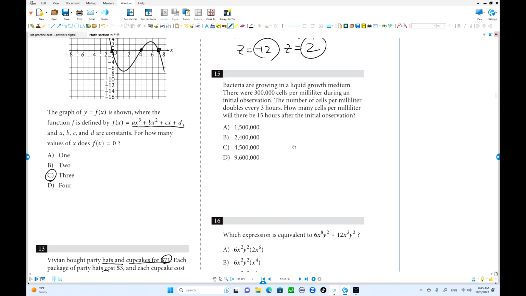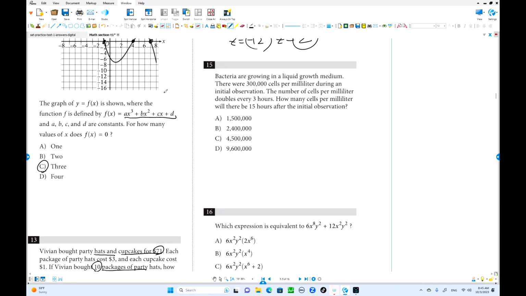Number 15. The bacteria are growing in liquid growth media. They start at an initial 300,000 cells. Every 3 hours the count doubles. You know that doubling every 3 hours gives t over 3. That's the equation. So t is 3, double; t is 6, another doubling. Now t equals 15. When you divide by 3, it doubles 5 times.